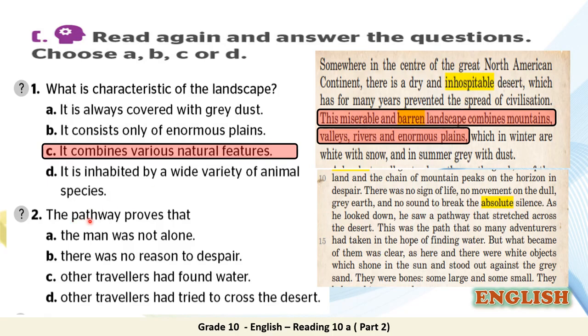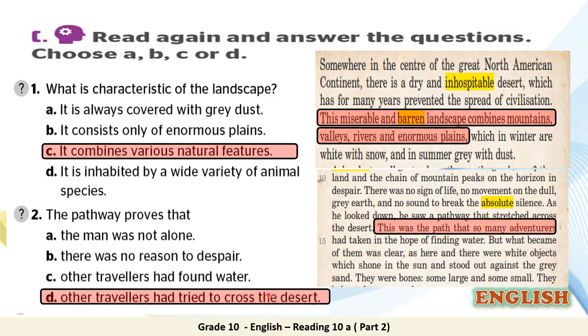Question number 2. The pathway proves that. That's right. The correct answer is D. Other travelers had tried to cross the desert. Where is the evidence from the text? It's here. This was the path that so many adventurers had taken in the hope of finding water. Let's go to another question.